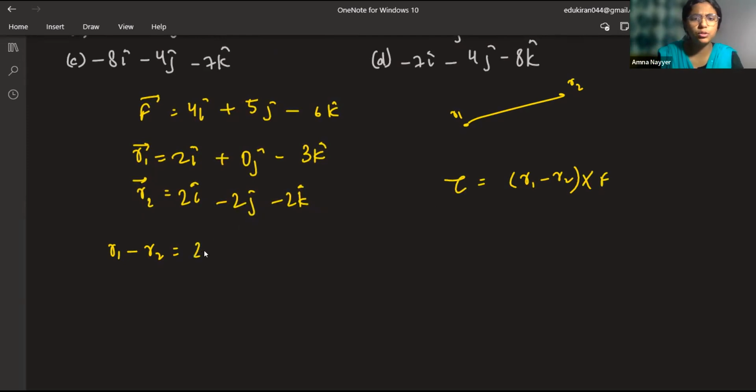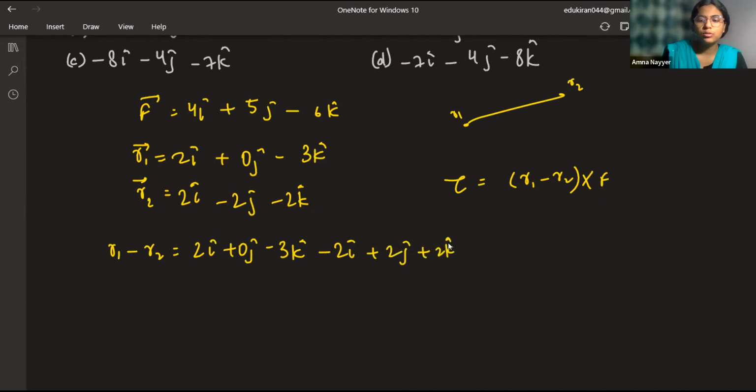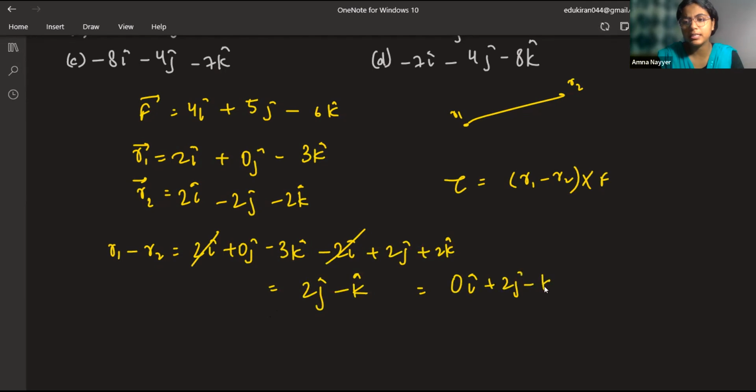So yes, 2 I cap plus 0 J cap minus 3 K cap. Now since I'm using minus, all the signs will change. This will become minus 2 I cap plus 2 J cap plus 2 K cap, right? So what will be the final answer? They'll get cancelled. Only 2 J cap will be left from J cap and minus K cap. So even if you want, you can write it as 0 I cap plus 2 J cap minus K cap.